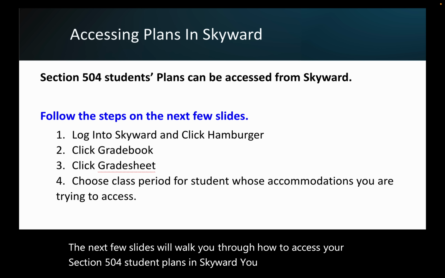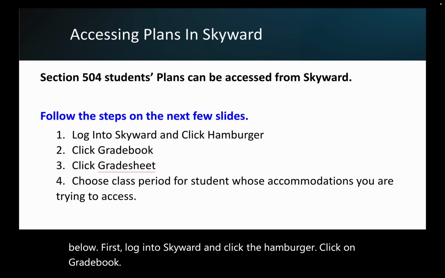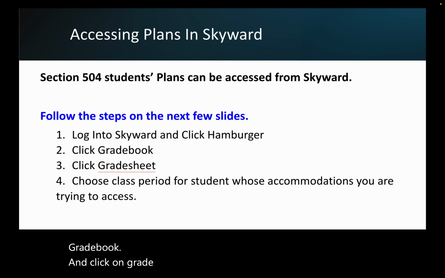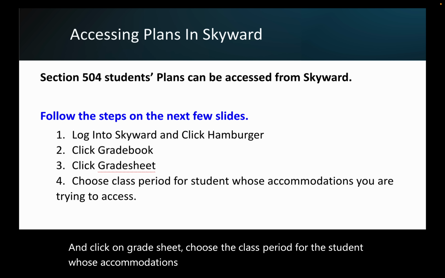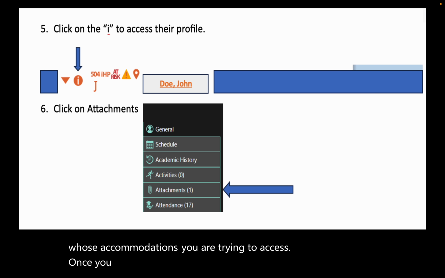You will follow the steps below. First, log into Skyward and click the hamburger. Click on Gradebook and click on Grade Sheet. Choose the class period for the student whose accommodations you are trying to access. Once you have the student pulled up, you will click on the small I to access their profile.